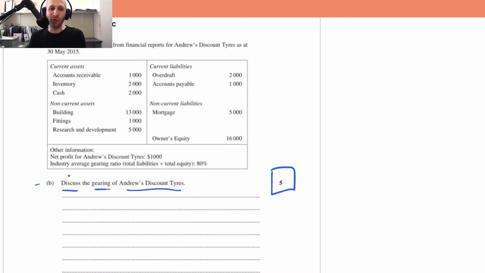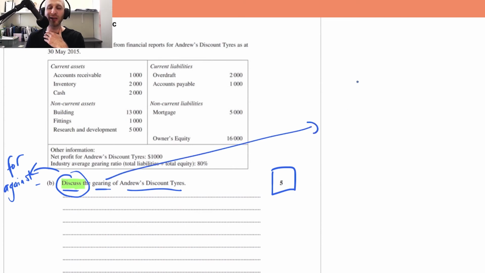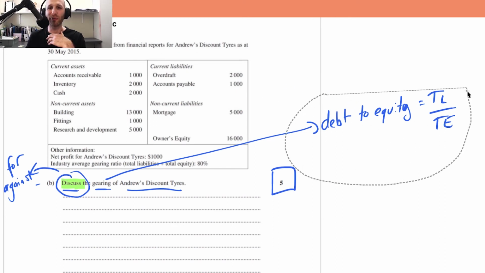If we look at the format of the question to start with, when I get this directive term discuss, what I'm talking about is the for and against for this business in terms of gearing. And with gearing, I'm thinking about debt to equity, because that's telling us about the level of debt in the business compared to equity, and I know that is total liabilities over total equity. So now I have to work this out and then think about what this all means.